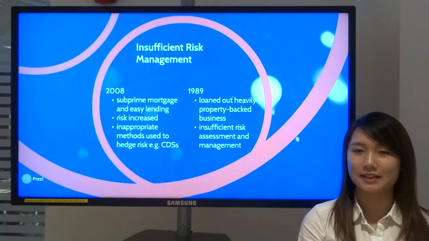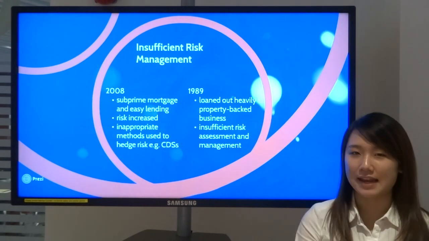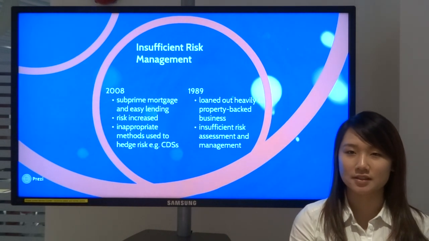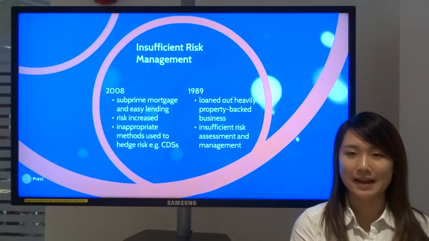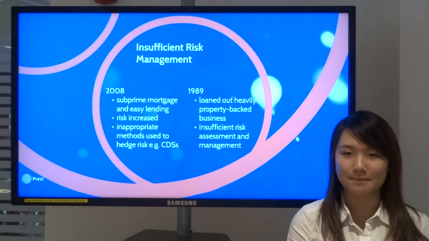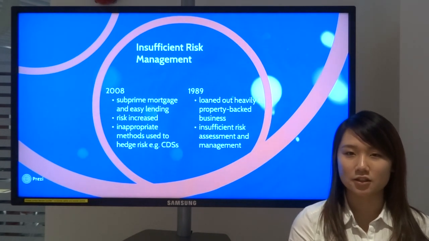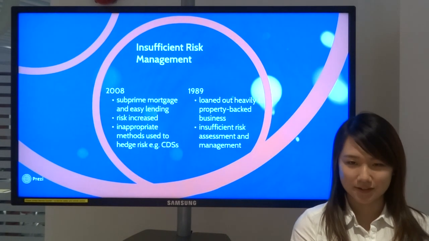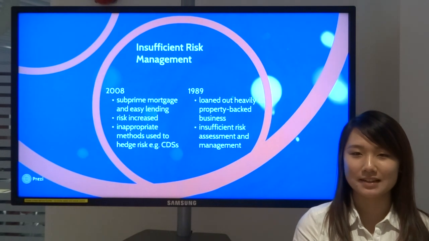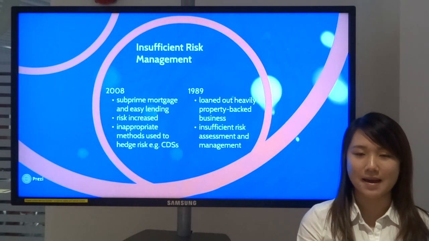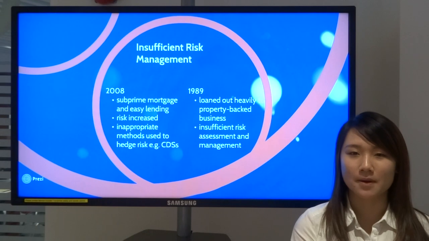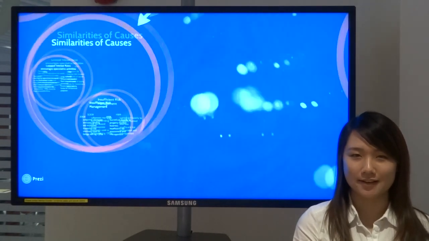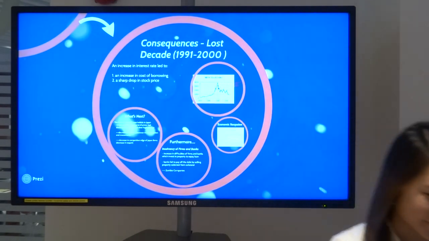This was similar to the case of the Japan bubble in 1989. It could be reflected by the aggressive behavior of financial institutions, as productivity of banks was reduced. In order to maintain their competitiveness, they loaned out heavily to property-backed businesses. However, they disregarded the bubble forming in the property market, and there was insufficient risk assessment and management. This stimulated the property bubble in 1989. Then I'll pass the time to Yuki to talk about the consequences of both bubbles.